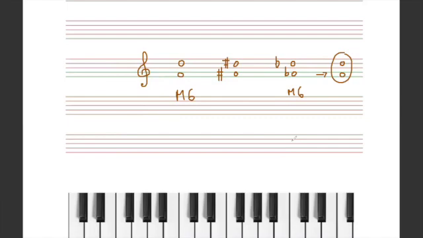So why does this work? Well, remember, intervals are distances. So if we have two notes and we raise one by a semitone, okay, by changing the accidental, and we raise the other one by a semitone, we're sort of back where we started in terms of the distance between those two notes. So that's why it works.